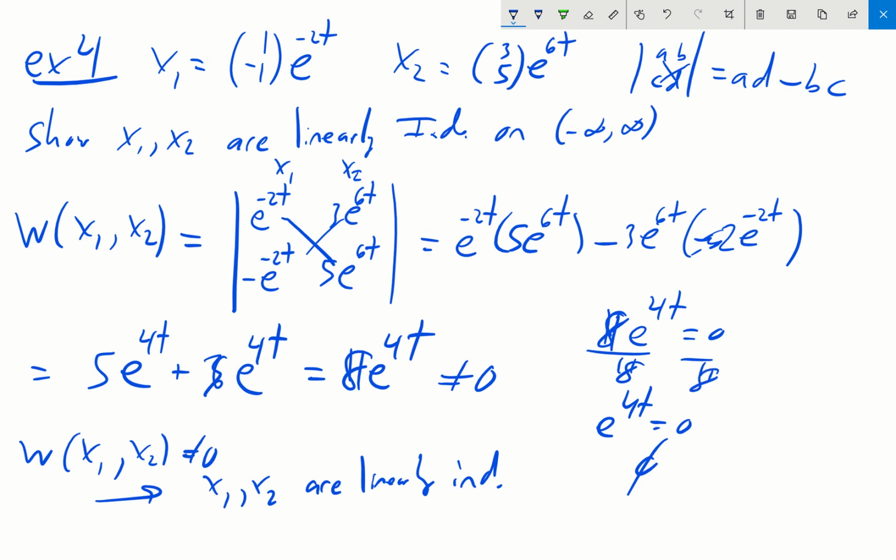But either way you slice it, e to the 4t is never equal to 0. Therefore, this Wronskian is non-zero, and our two solutions, x1, x2, would be linearly independent.